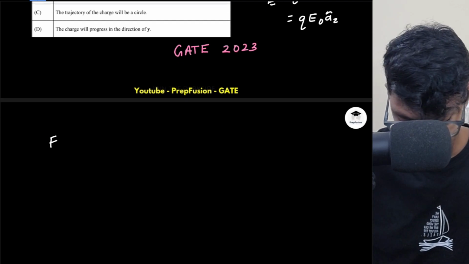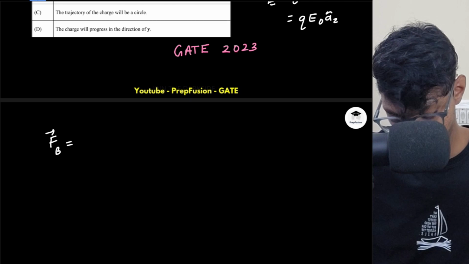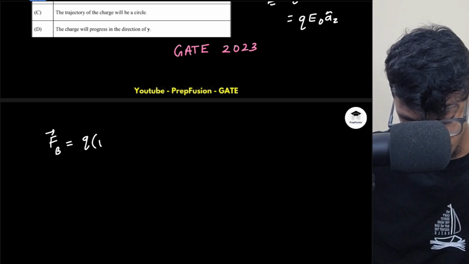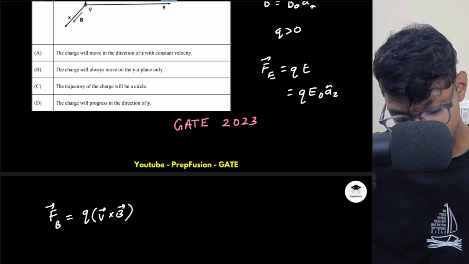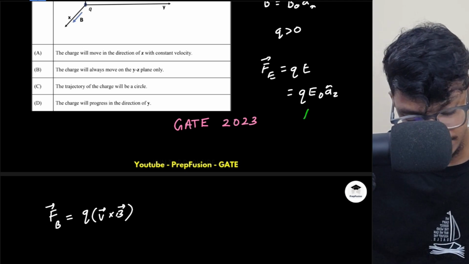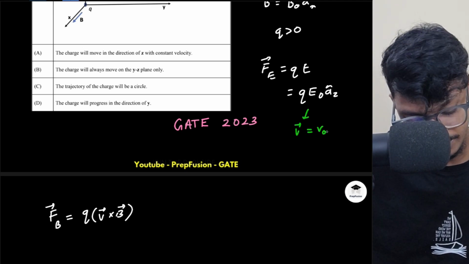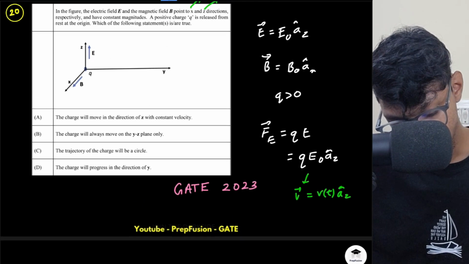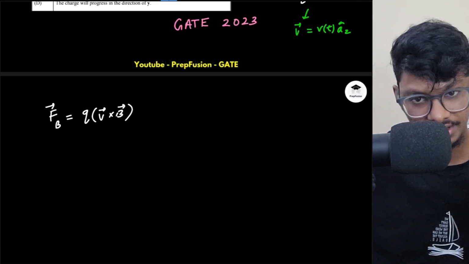The other force is F_B, which equals q V cross B. Okay, so what will be the direction of the velocity vector? From here itself I can say that the velocity vector will be some V₀, actually a function of time, V(t), in the Ẑ direction, because the electric field is telling it to move in the Ẑ direction only. So it will be some V(t) Ẑ.